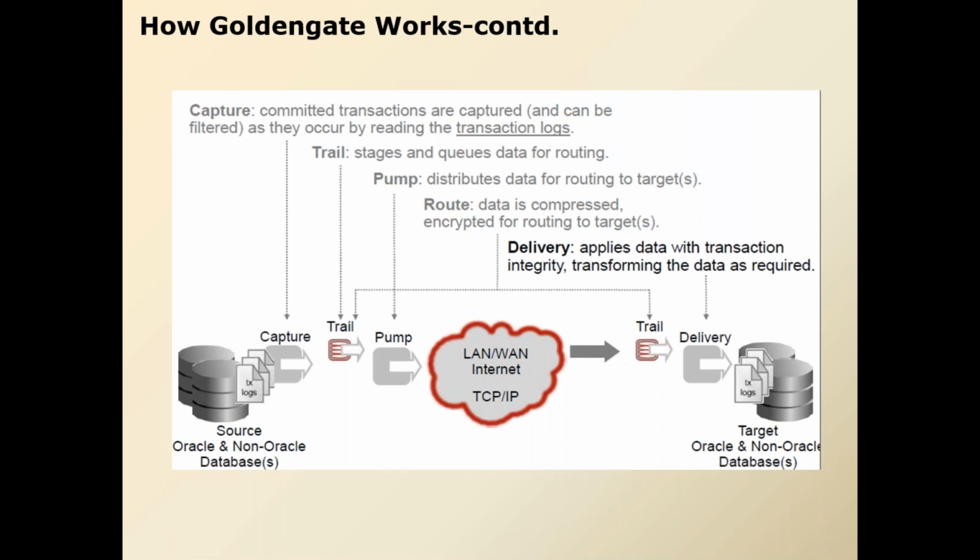Once the data becomes available in the remote trail, the delivery or Replicat process reads the data from remote trail and applies it to the target database. So these are the three processes which are responsible for GoldenGate replication. I would again repeat to make it understood better.